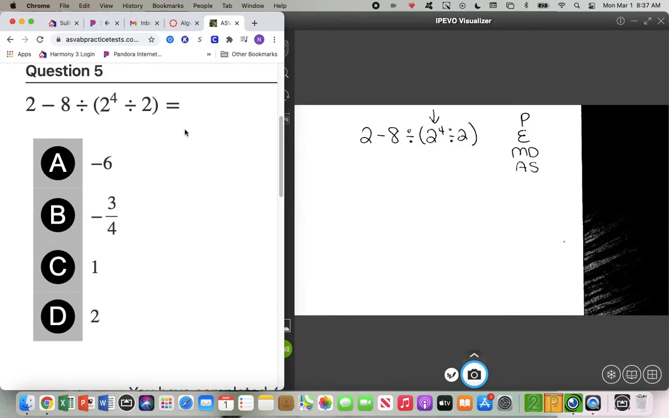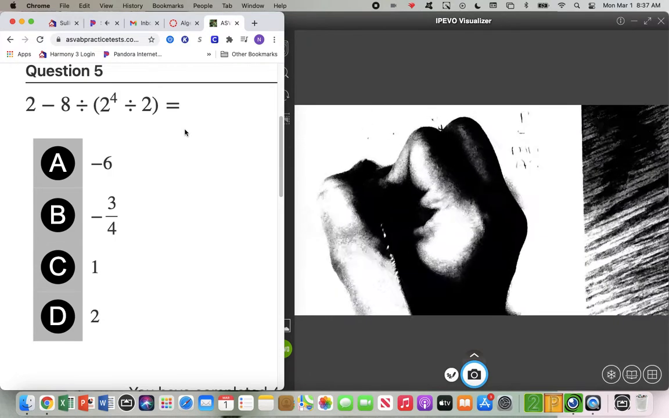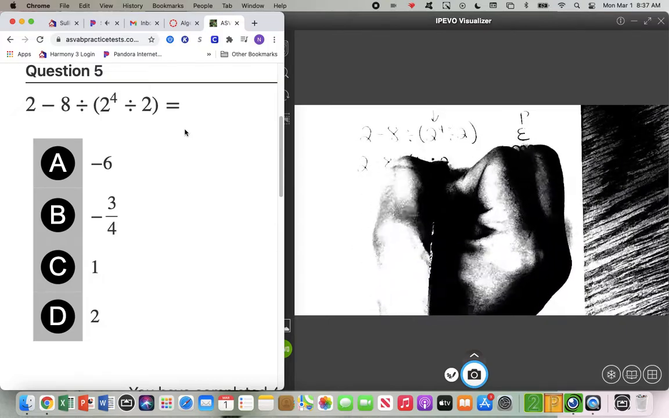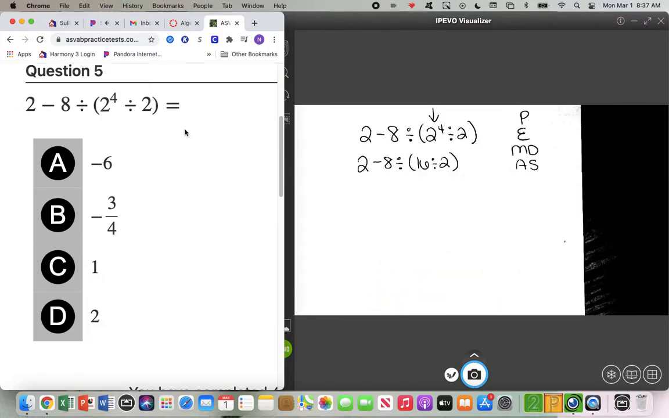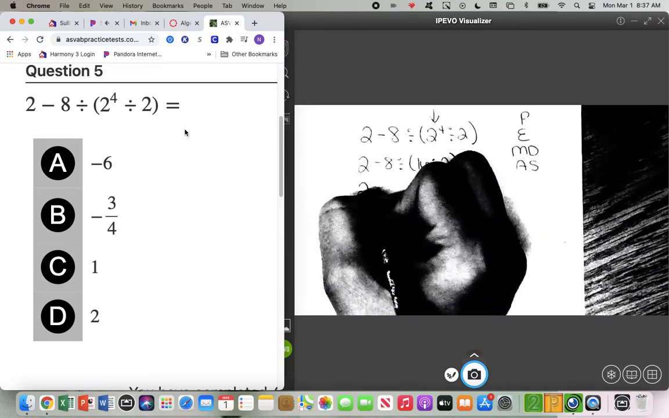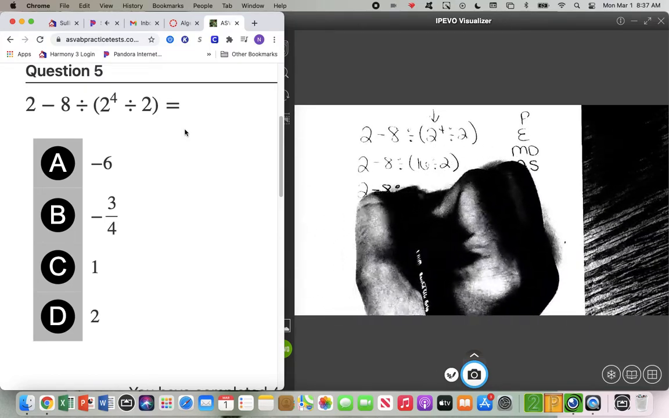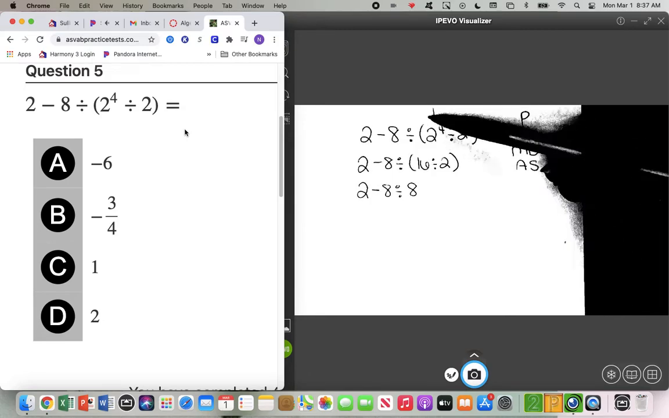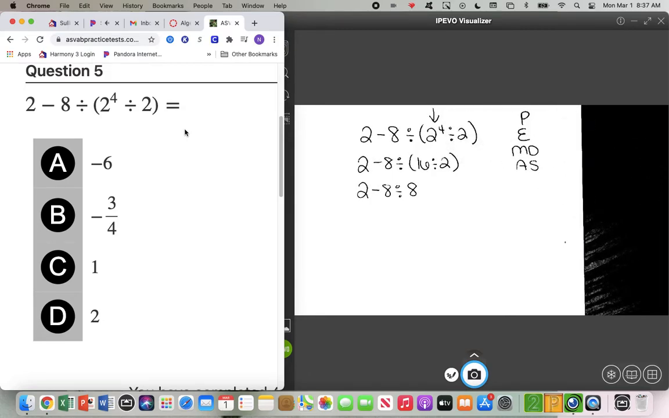Does it mean 8? Doesn't mean 2 times 4. It means 2 times 2 times 2 times 2, which is 16. Now we can take 16 divided by 2, because that's inside the parentheses. So we've done our parentheses. We had to do the exponent first because it was inside the parentheses. So we've solved what's inside the parentheses.